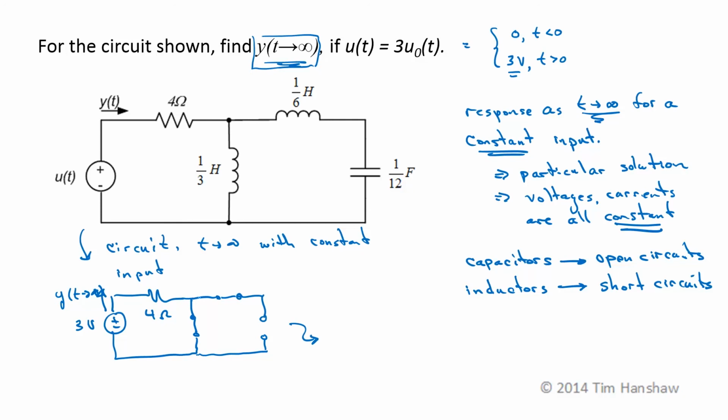So all of this current just goes through here. This voltage is the same as this voltage. So y as t goes to infinity is just the voltage, 3 volts over 4 ohms, just by Ohm's law. So this is 0.75 amps, and it's a constant.